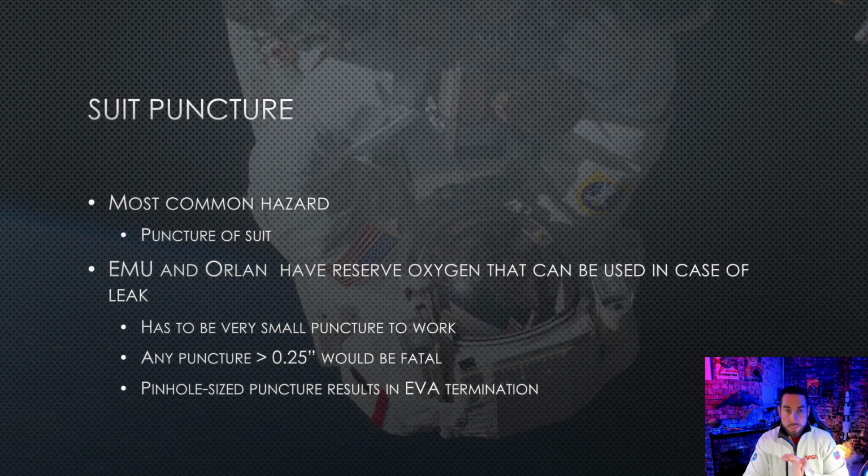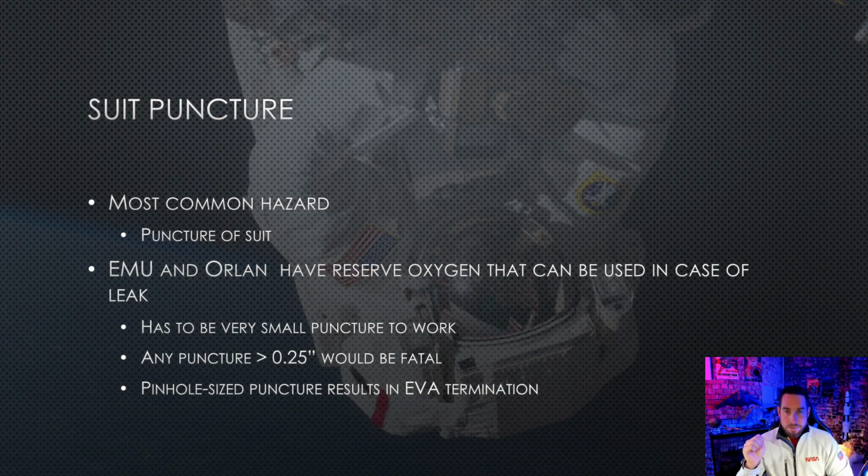Now, both the EMU and the Orlan have reserve oxygen that can be used. If there's a leak that lets oxygen out, they have a reserve supply. But in order for that to be effective, the puncture in the suit has to be very, very small for that reserve oxygen to have any benefit for the astronaut. Any puncture greater than 1/4 of an inch would be fatal. So a tiny puncture would kill the astronaut. And even something as small as a pinhole puncture, the slightest escape of pressure, means they're going to call the astronaut back in right away and terminate that EVA. So there's, again, a very fine margin. We're talking about fine margins with the PSI that's in the suit. There's a very narrow threshold for safety with regard to punctures in the suit also.